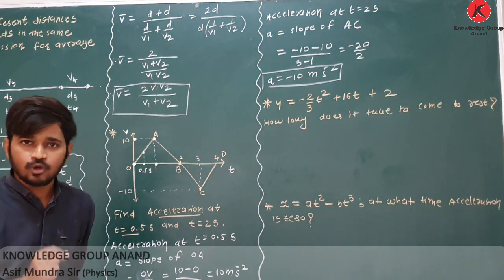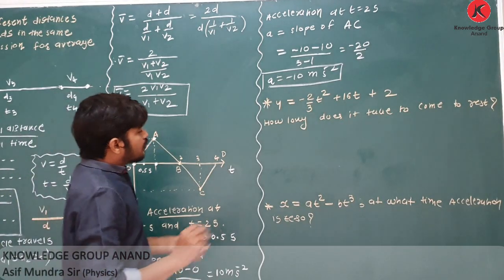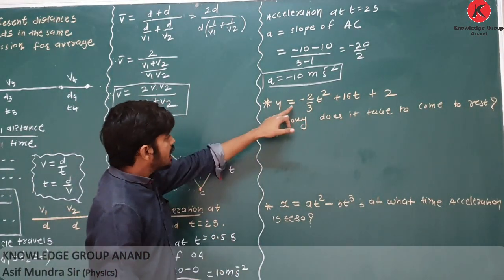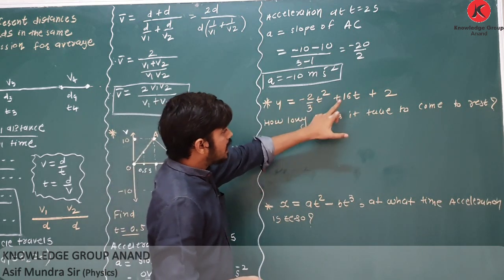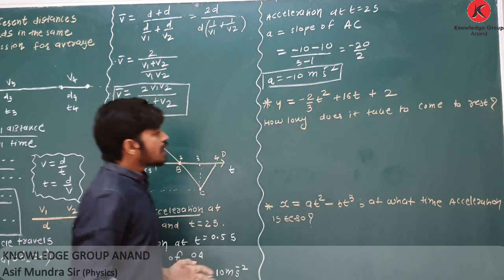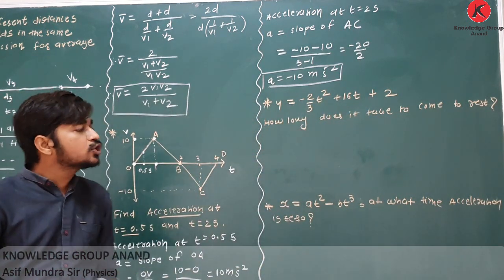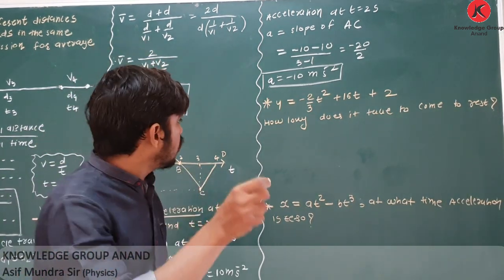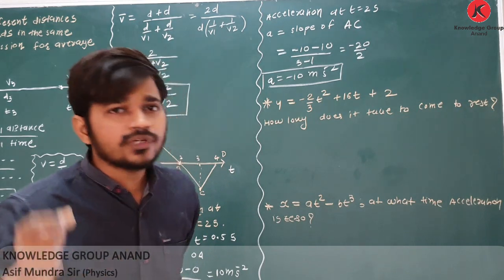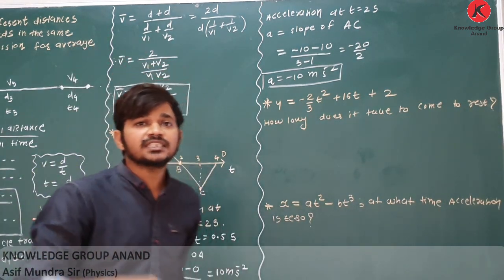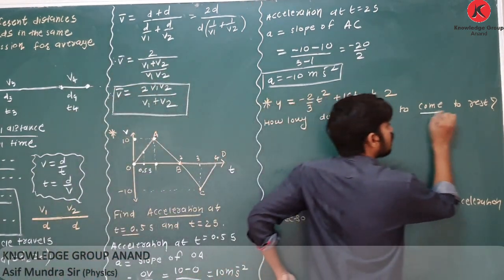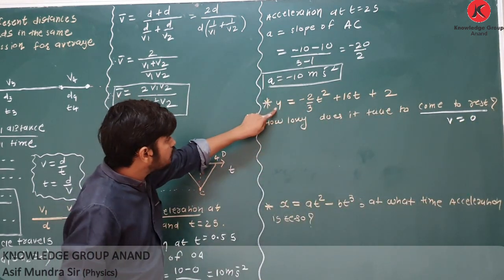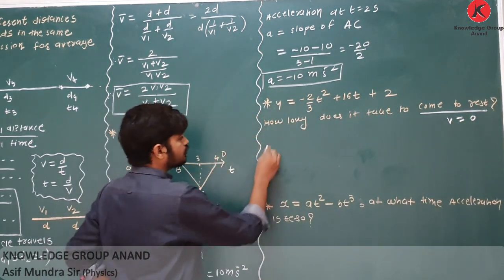Okay. Now we have another question. Y is equal to position, minus 2 by 3 t square plus 16t plus 2. How long does it take to come to rest? Now understand the question. When an object comes to rest, its velocity becomes 0. So first of all, from this displacement you have to find velocity.